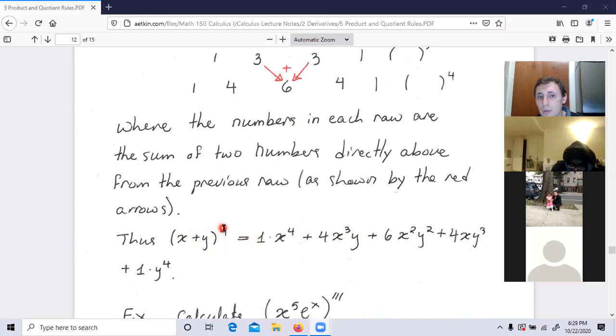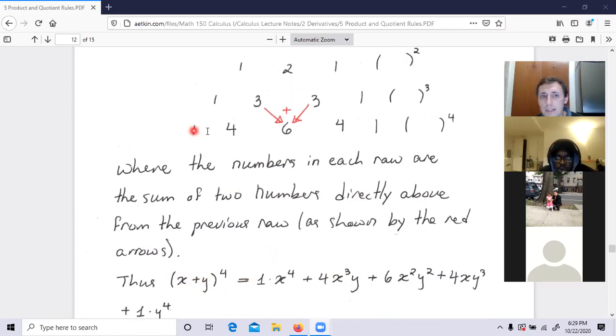X plus y to the power of 4. I use this line, this coefficient. So it means 1 times x to the 4 plus 4. I just reduce the power of x by 1 and give the power to y. You see how it works? So it's x to the 4, x cubed, and y has the remaining powers. They just migrate to y. So that means 1, 4, etc.